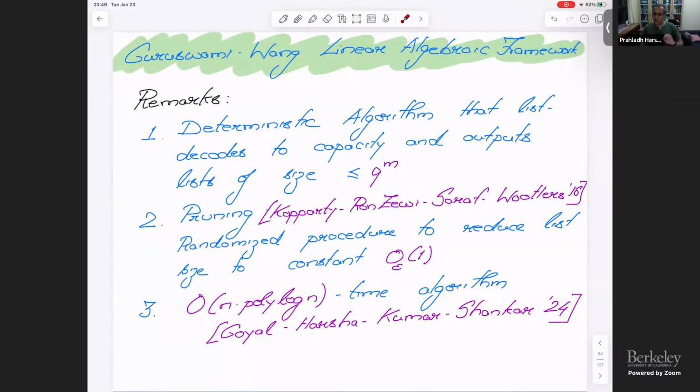By the way, all of what I said right now, this framework, works for folded Reed-Solomon codes. Both the pruning algorithm as well as the nearly linear time algorithm work for folded Reed-Solomon.